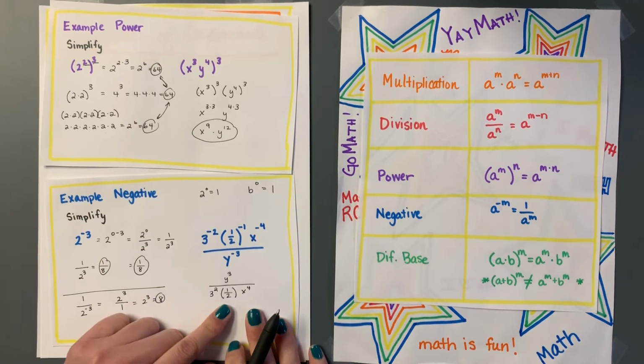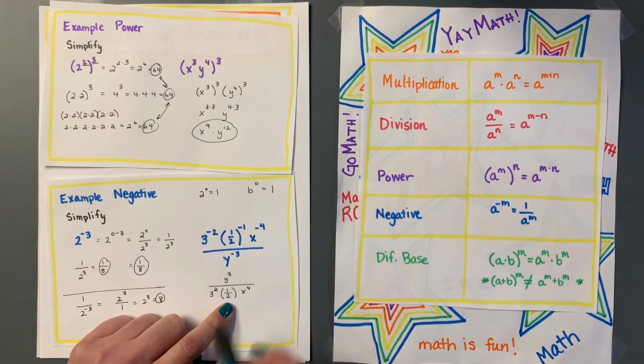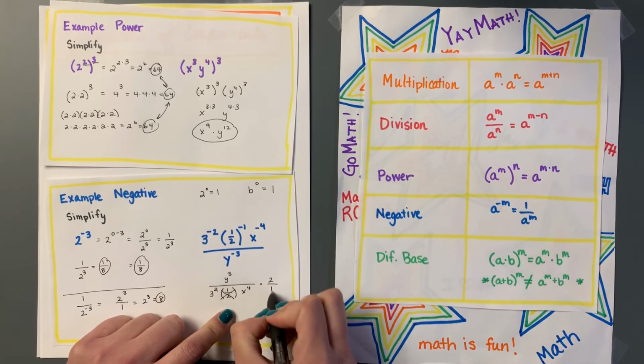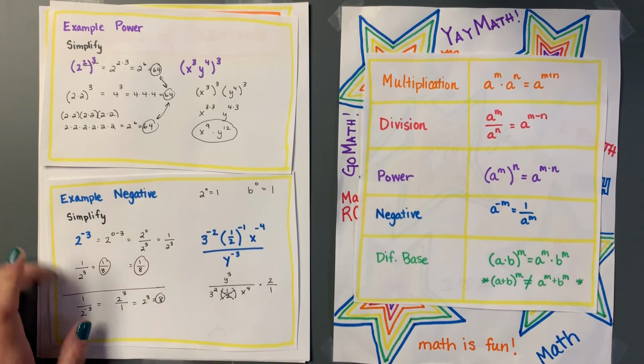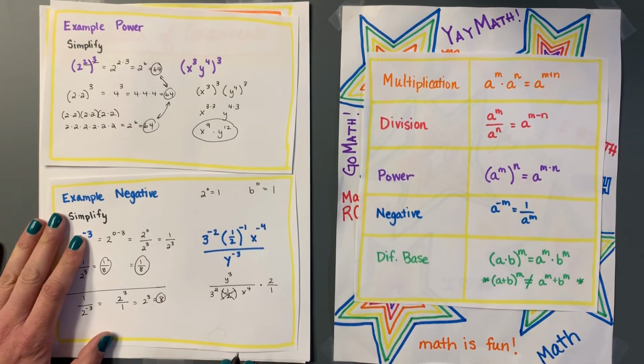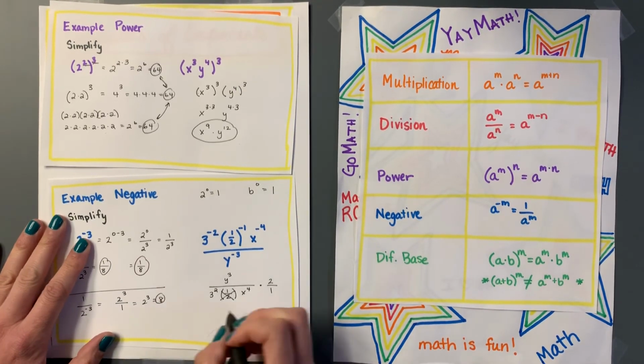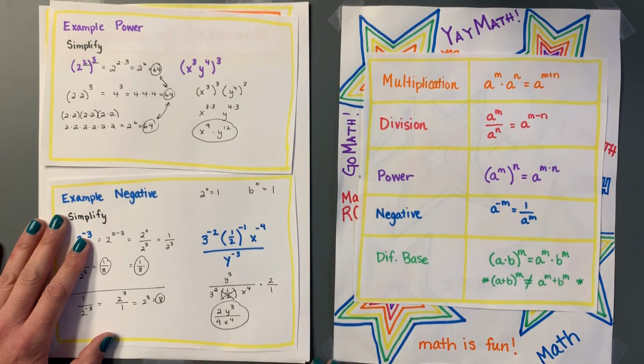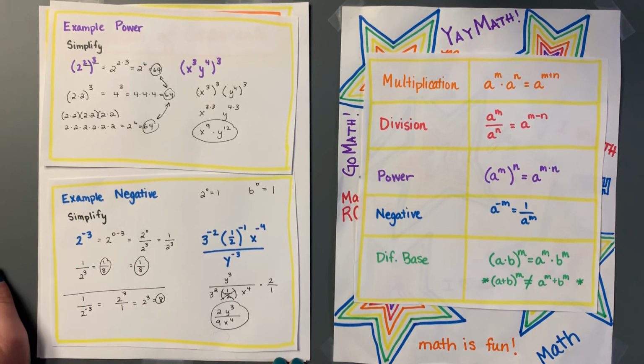I have one more thing here. Now I have a fraction in the denominator. And if you remember, dividing by a fraction is like multiplying by the reciprocal. So 1/2 in the denominator is like 2 in the numerator. So this is going to become 2y cubed in the numerator divided by 9x to the 4th in the denominator. We always want to finish our problems with all positive exponents.